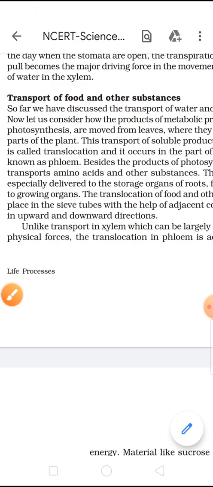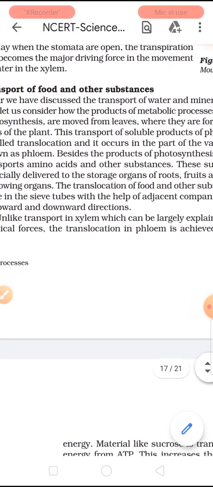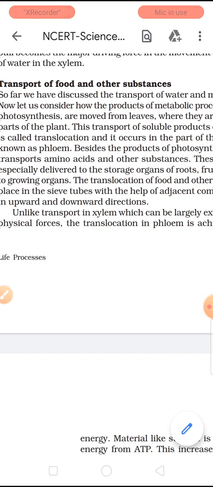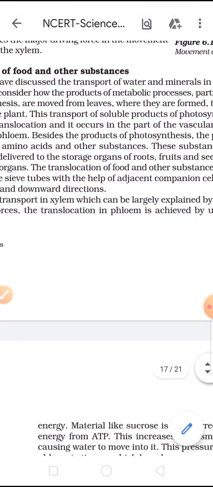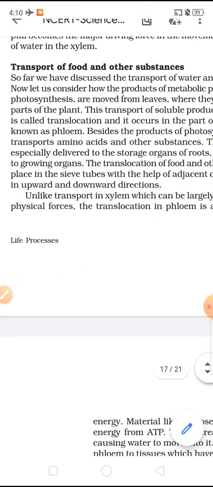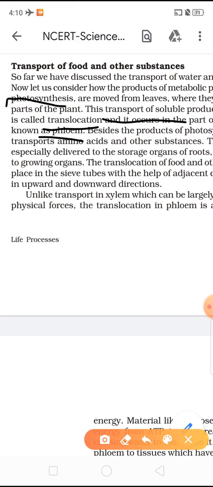Understood? Let's read it. This transport of soluble products of photosynthesis is called translocation, and it occurs in the part of vascular tissue known as phloem. Okay, so translocation, that is the transport of the soluble products of photosynthesis, is translocated with the help of phloem.